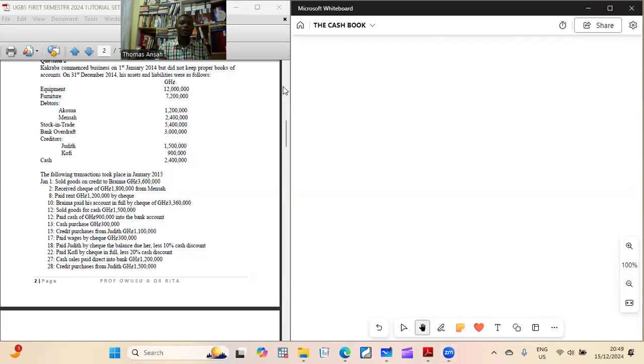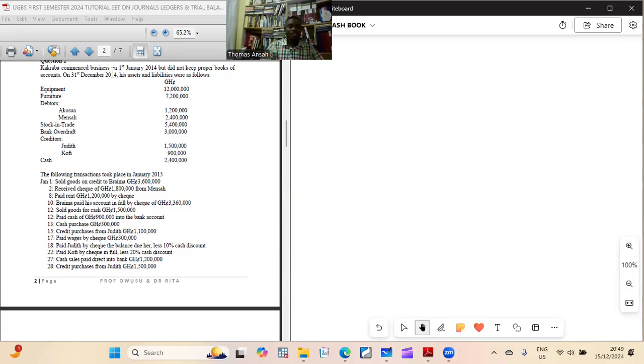All right, so you are welcome to the tutorial aspect of how to prepare the journals, the cash book, and develop them into the ledgers and into a trial balance. All right, so we have a question, Kakraba. Kakraba commenced business on 1st January 2014, but did not keep proper books of account. So on 31st December 2014, you have been given his assets and liabilities.